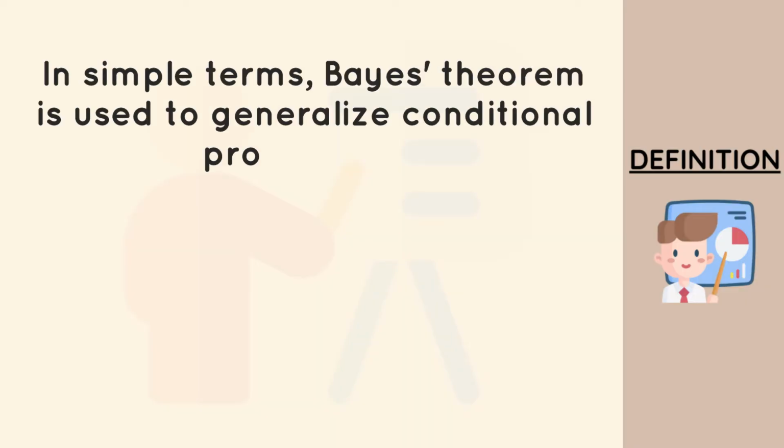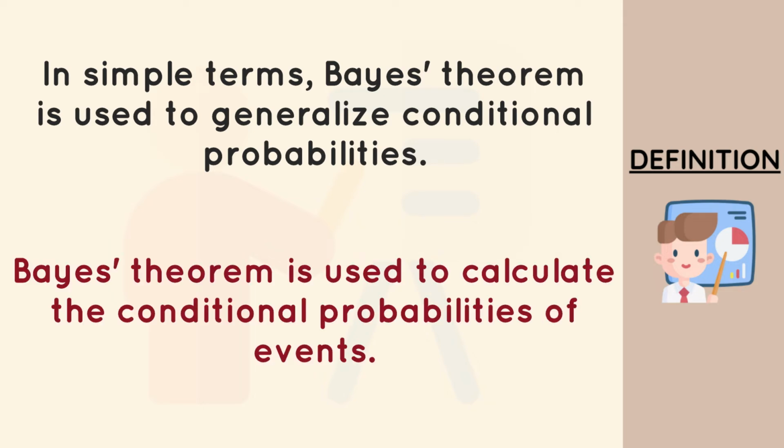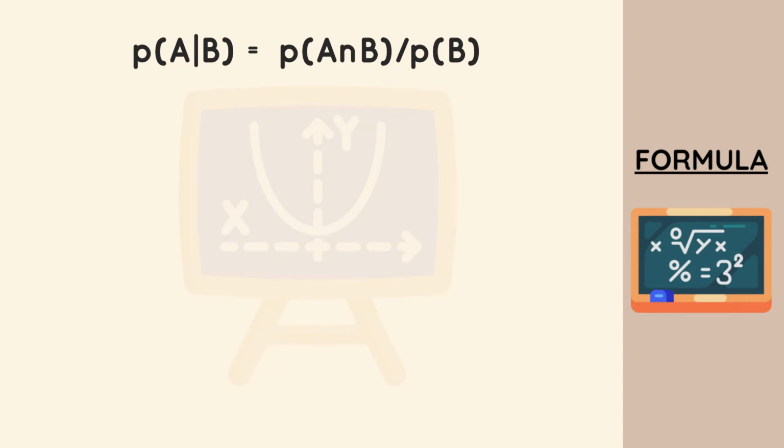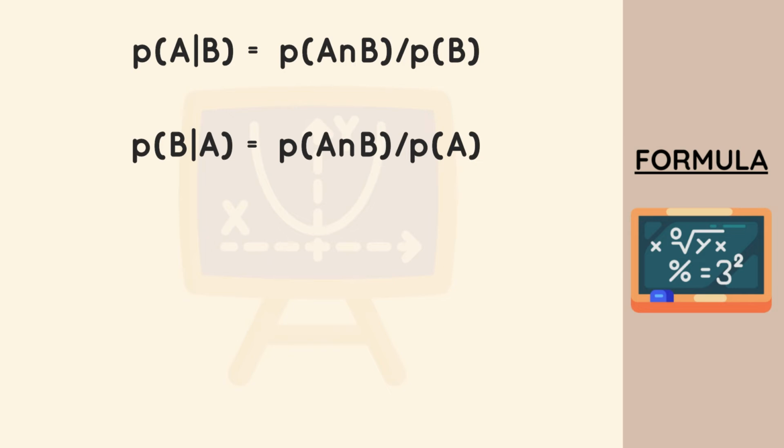So what is Bayes' theorem? Bayes' theorem is more or less a general way of working with conditional probability. In fact, we use Bayes' theorem to get the conditional probability attached to two events. So recall that I said P(A|B) is equal to P(A ∩ B) divided by P(B), and P(B|A) is equal to P(A ∩ B) divided by P(A).